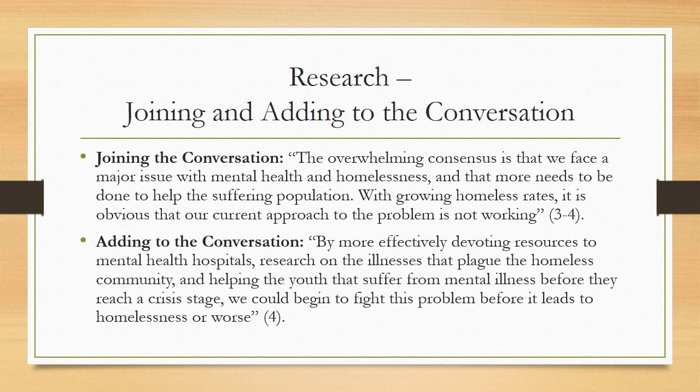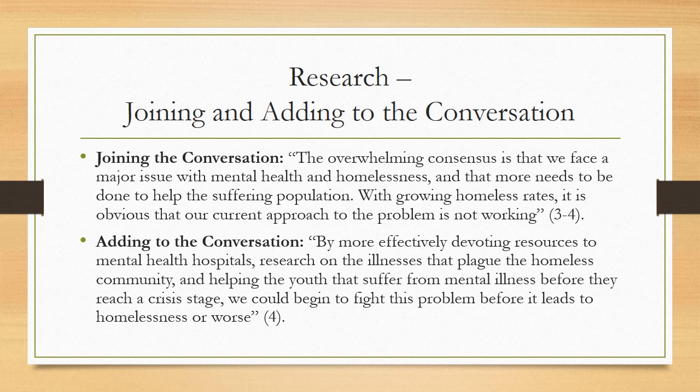By more effectively devoting resources to mental health hospitals, research on the illnesses that plague the homeless community, and helping the youth that suffer from mental illness before they reach a crisis stage, we could begin to fight this problem before it leads to homelessness or worse. So he reiterates the thesis that we need to be proactive rather than reactive, and does it after just summing up how three sources on the topic all presented reactive solutions. So this idea that we need to find a proactive solution is really unique. That's this student's niche. That's the unique spot he found to enter the conversation.